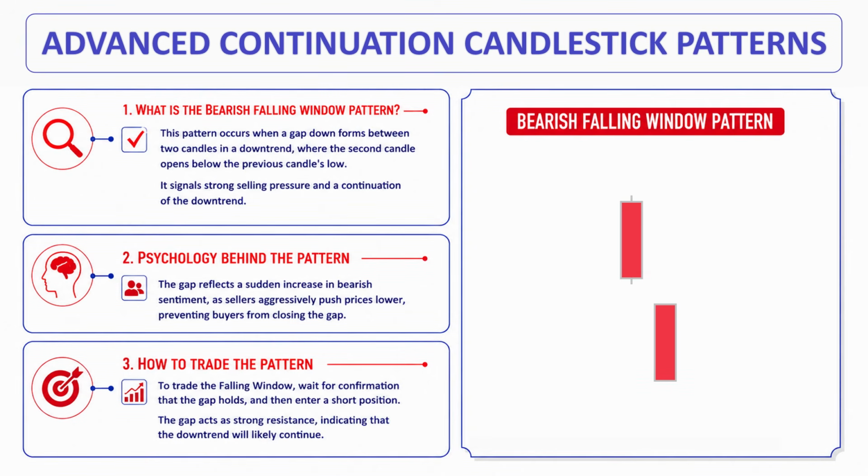Next, we have the falling window, the bearish counterpart of the rising window. This pattern occurs when a gap down forms between two candles in a downtrend, where the second candle opens below the previous candle's low. This signals strong selling pressure and a continuation of the downtrend. The psychology behind this pattern is that the gap reflects a sudden increase in bearish sentiment, with sellers pushing price lower and preventing buyers from closing the gap.